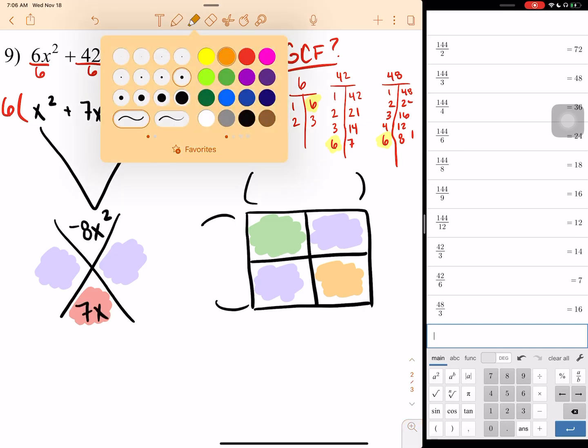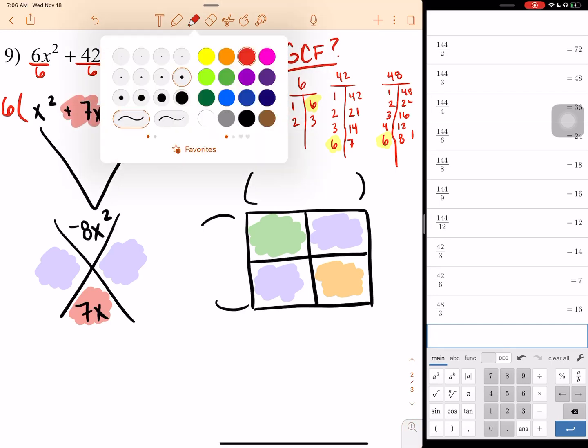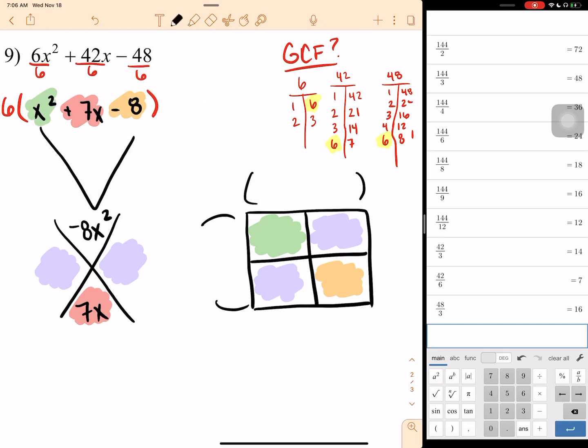All right, so let me go and color code a few things for you. Okay, so negative 8x squared and 7x, our factors would have to be 8x and negative 1x. And I'm doing this a little bit faster because I need to get ready for work. So the green is x squared, orange is negative 8. We have 8x and negative 1x. Our GCFs here are x, negative 1, x, and 8.